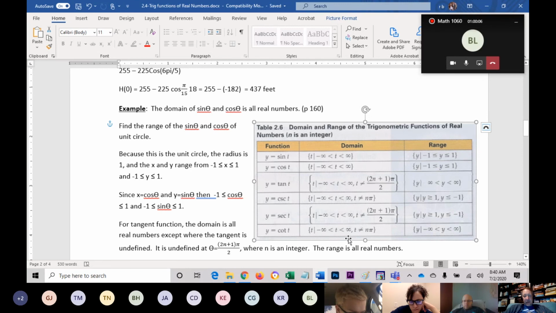Your cotangent, t can be any real number. It's undefined at multiples of pi. And so your range is also all real numbers. So the one thing that I will mention to you is this is going to be a very important table, especially when we get into graphing functions. So you're going to definitely want to keep this in mind.